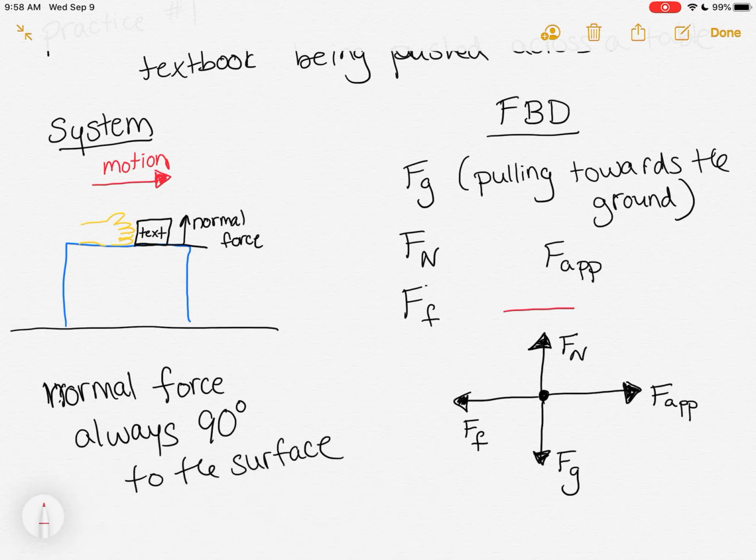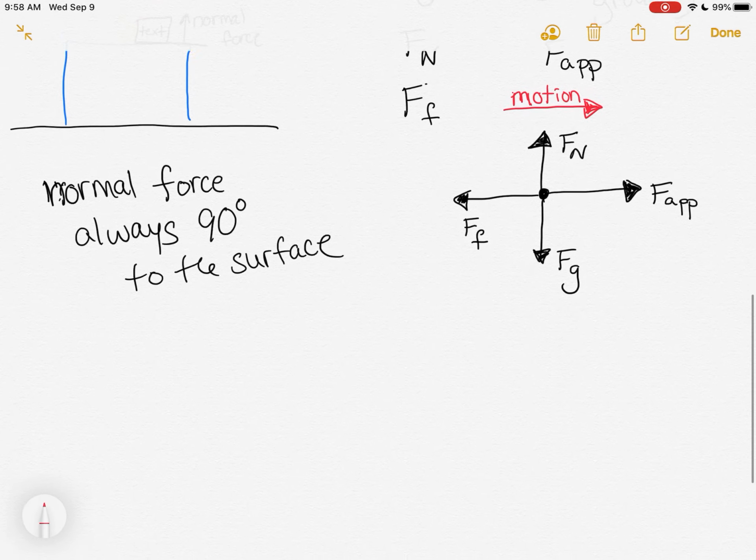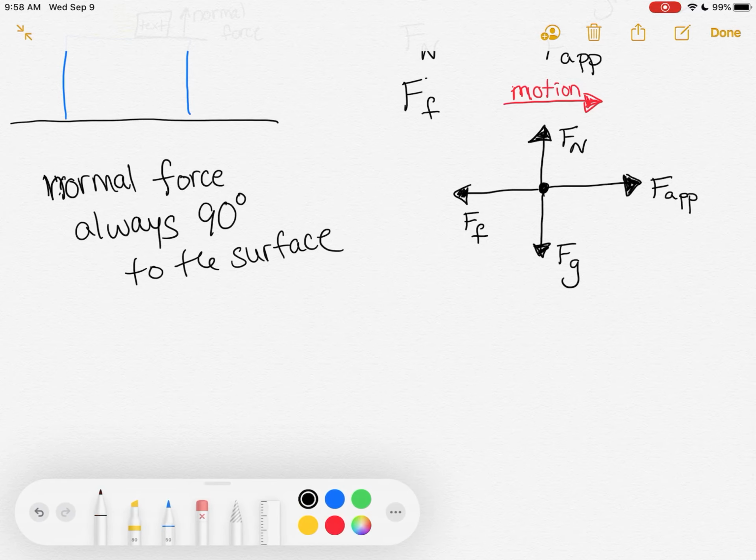With our free body diagrams, we also want to include the motion direction. Just like with the system diagram, we're going to include the motion in our free body diagram. So that's our free body diagram for that textbook that's being pushed across the table. Okay, so let's try another example.